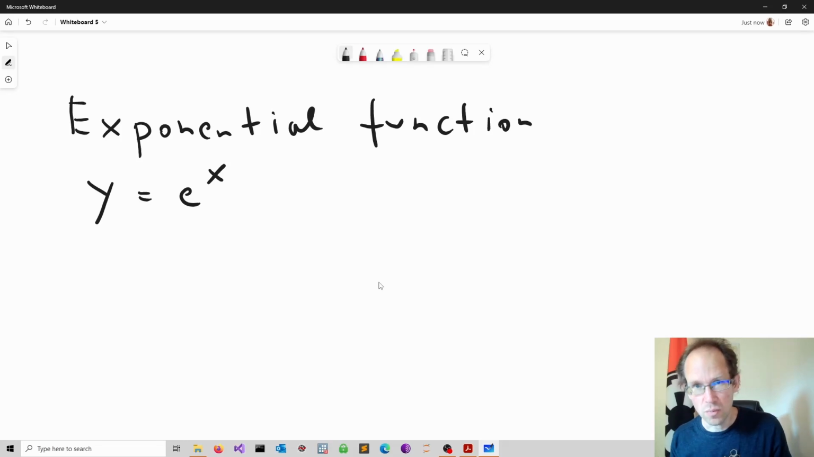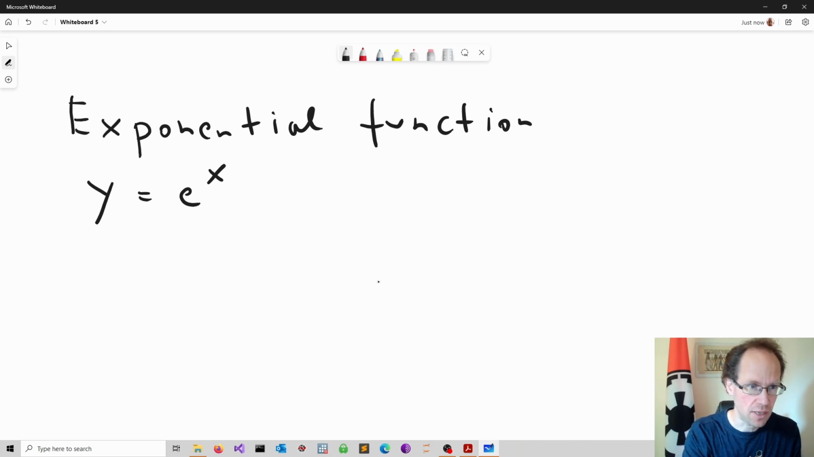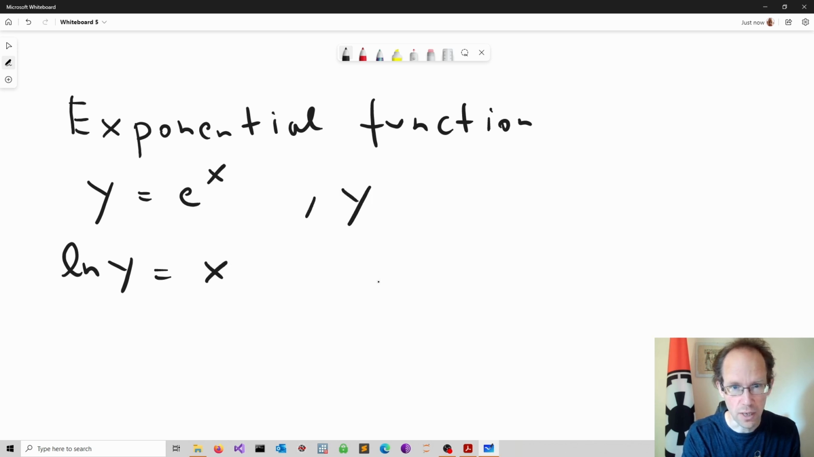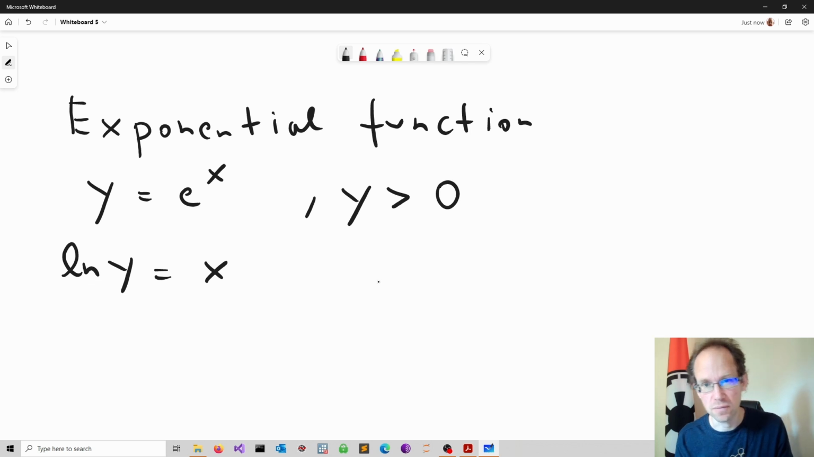In this video, I will introduce the exponential function y is equal to e to the power of x. As you should know, this function only takes positive values. The exponential function is the inverse of the ln function. To see that, we can just take the ln and obtain ln y is equal to x, noting that y is positive, strictly positive to be precise.